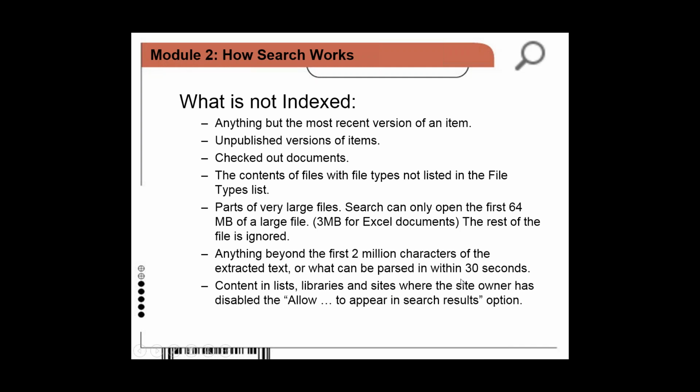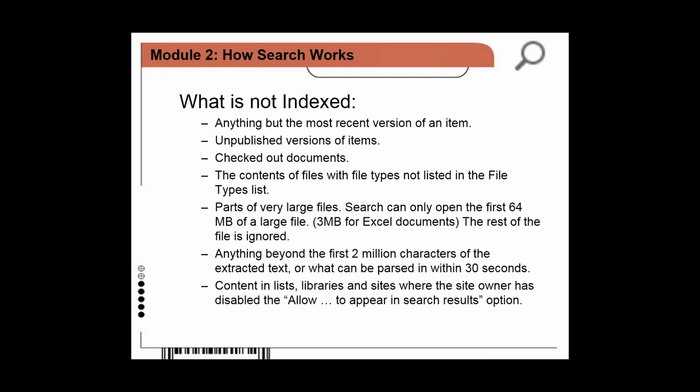Content in lists, libraries, and sites where the site owner has disabled the allow to appear in search results. So as a site owner, you can go into your site settings, and in the site settings search options, you can basically hide your site from search. That's very useful for an archive site, a testing site, a sandbox site, sites that contain obsolete content, sites that you didn't necessarily want to lock down with security.